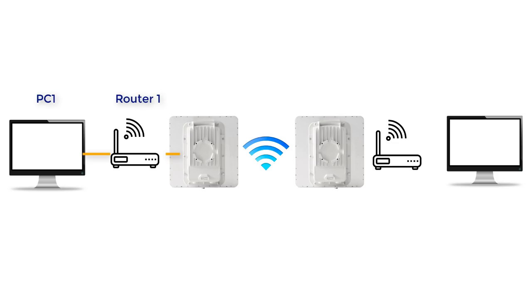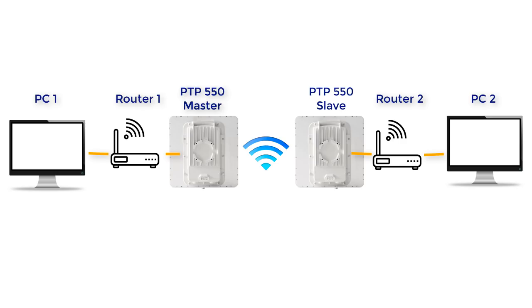MikroTik router 1's other port is connected to the PTP550 master, and the PTP550 master over wireless is connected to the 550 slave, and the slave side Ethernet port is connected to MikroTik router 2, which is connected to PC2. So this is the network topology.